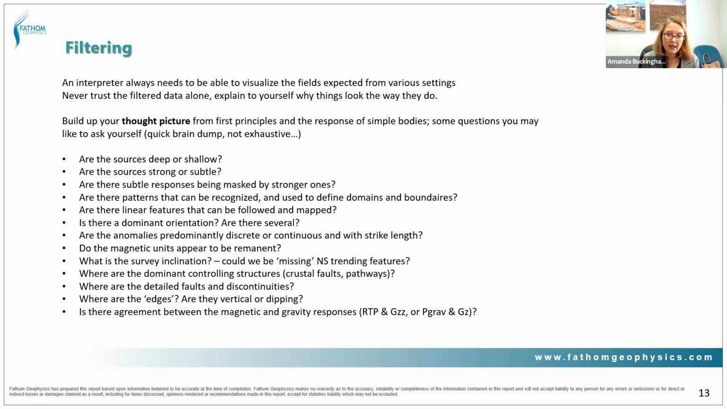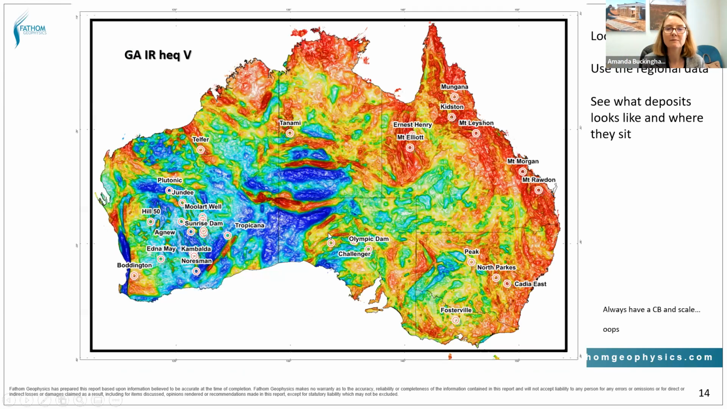Potential field data can be manipulated. You can pull out responses that are more likely to be shallow and responses that are more likely to be deep. You can find boundaries, which are always critical. Structure is a part of almost every mineral deposit model and mineral systems model, so you do want to define the boundaries. And then you can do things like trace magnetic linears, map out folds and fold noses, look at the orientations, all sorts of fabulous things.